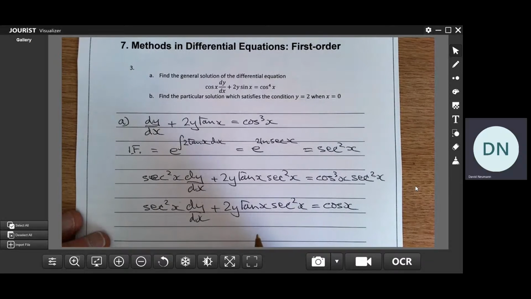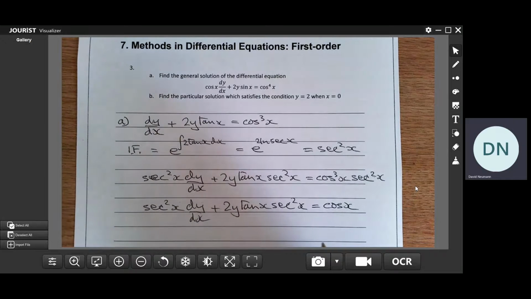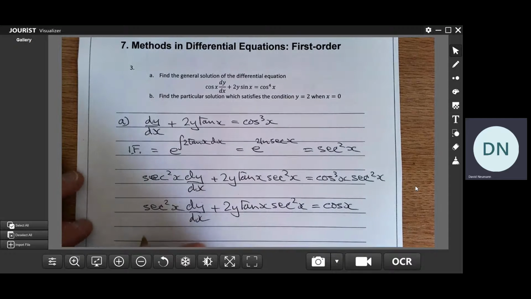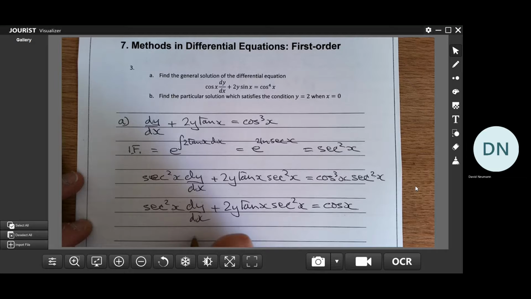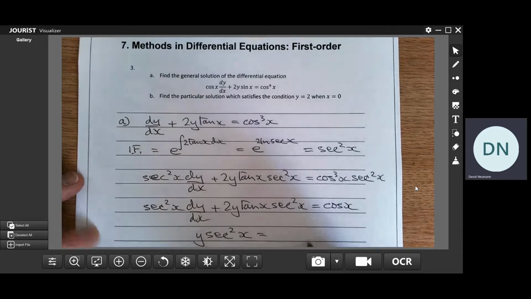Now we're in a position to integrate, because when we differentiate sec squared x, we get 2 times sec x times the derivative of sec x, which is sec x tan x. So this is y times sec squared x is equal to, integrate cos x, we get sin x plus c.